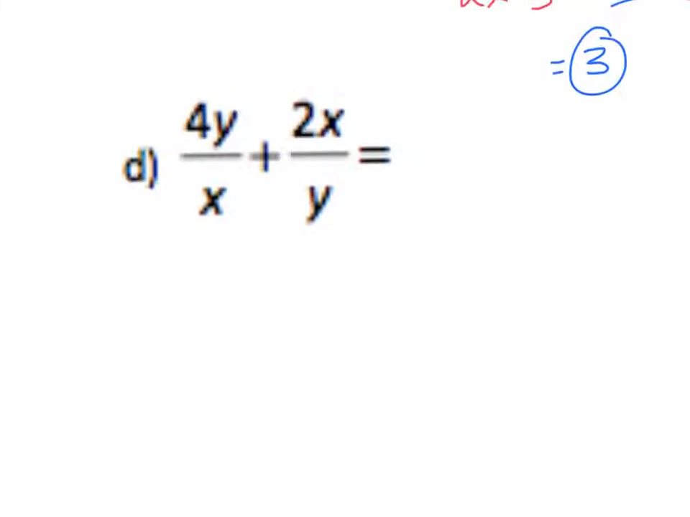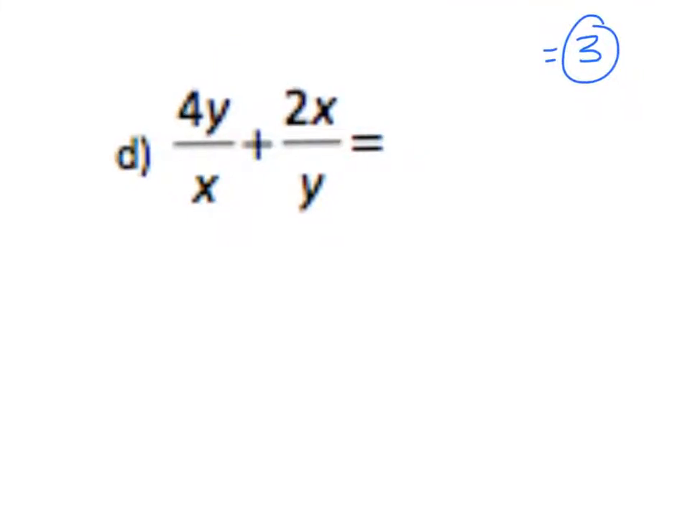All right, looking ahead to D, I've got 4y over x plus 2x over y. So needing to get a common denominator, not as easy as B, where I could just multiply one fraction by something to get it to be a common denominator. I'm going to need to multiply both fractions to get a common denominator. So this is like if I had 2 over 3 plus 5 over 2. So I would have to multiply the first one by 2 over 2 to get a common denominator of 6, and this one by 3 over 3 to get a common denominator of 6 for that one.